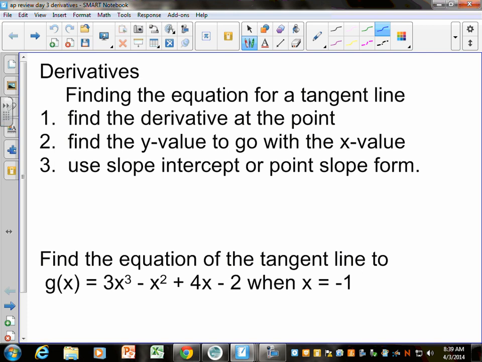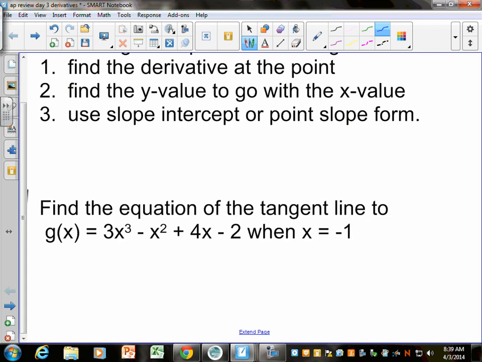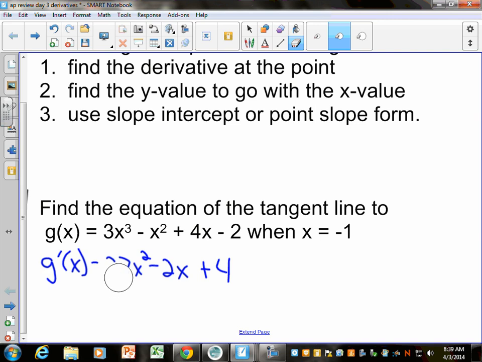So we're just going to do one of these here to show you that finding a tangent line is not that hard to do. You just have to remember that the derivative is the slope of the tangent line. So step one is you find your derivative, which would be 27x squared minus 2x plus 4. I don't know what I'm saying. I did 3 to the third power. 9x squared, I mean.